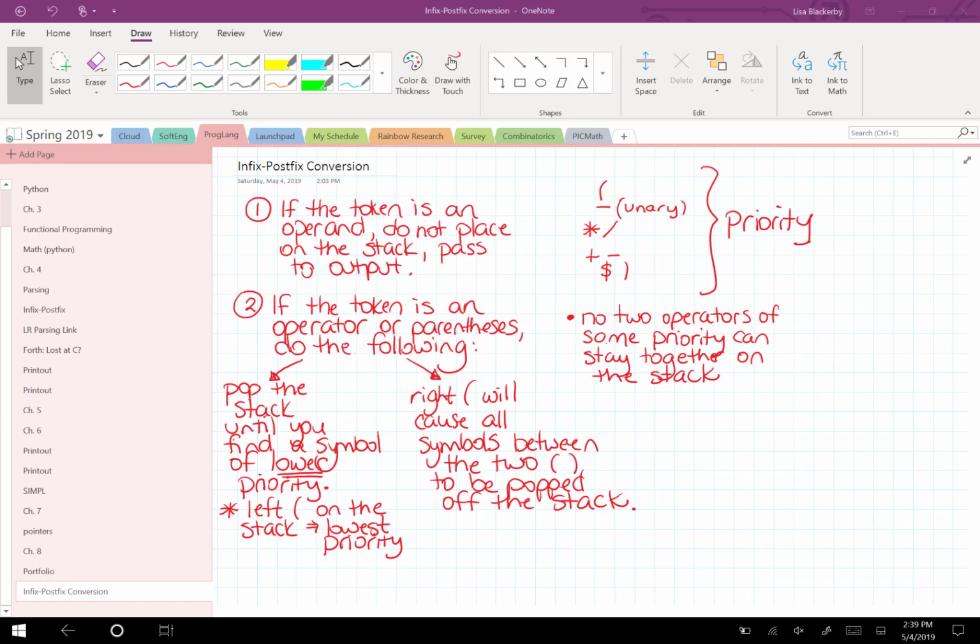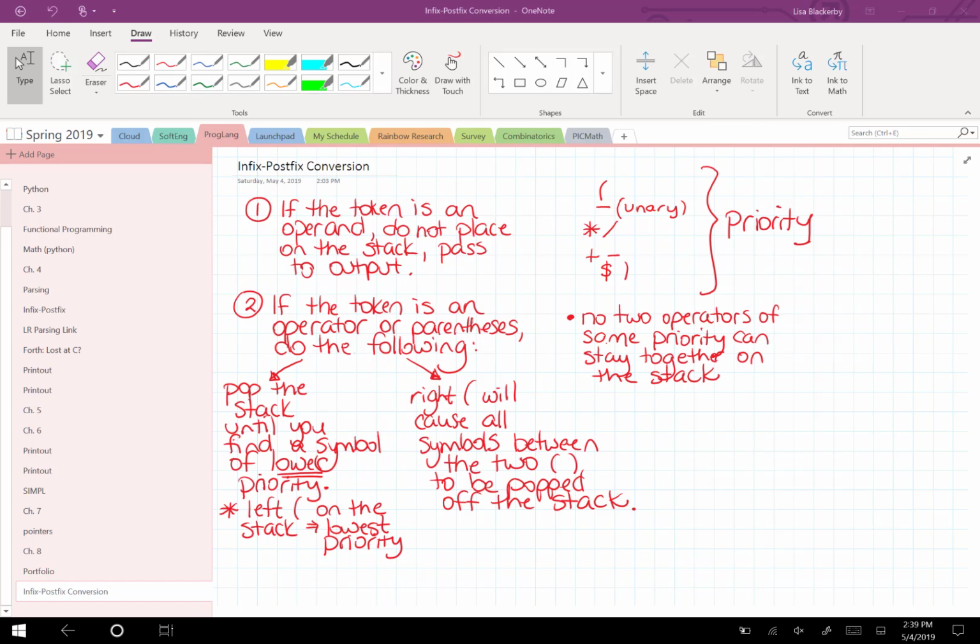Alright, so let's get started. First I want to talk about priority level for the operators. You see in the top right corner there, they go in the following order. We have left parenthesis, unary, multiplication and division, addition, subtraction. We have our invisible dollar symbol and the right parenthesis.